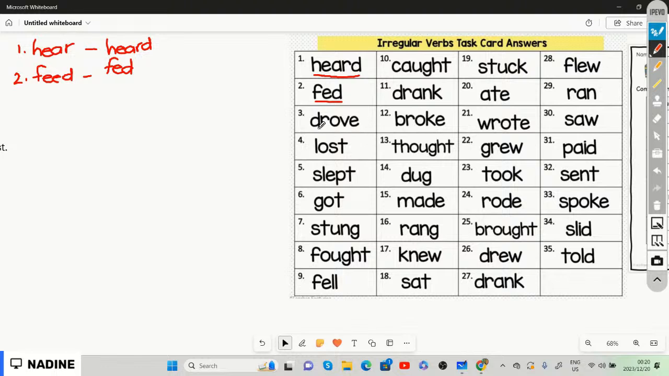Let's look at this word, drive, or drove, sorry. So drove is the irregular past tense form, right, of drive. Drive is something that we are doing now. And in the past, we drove to the museum.